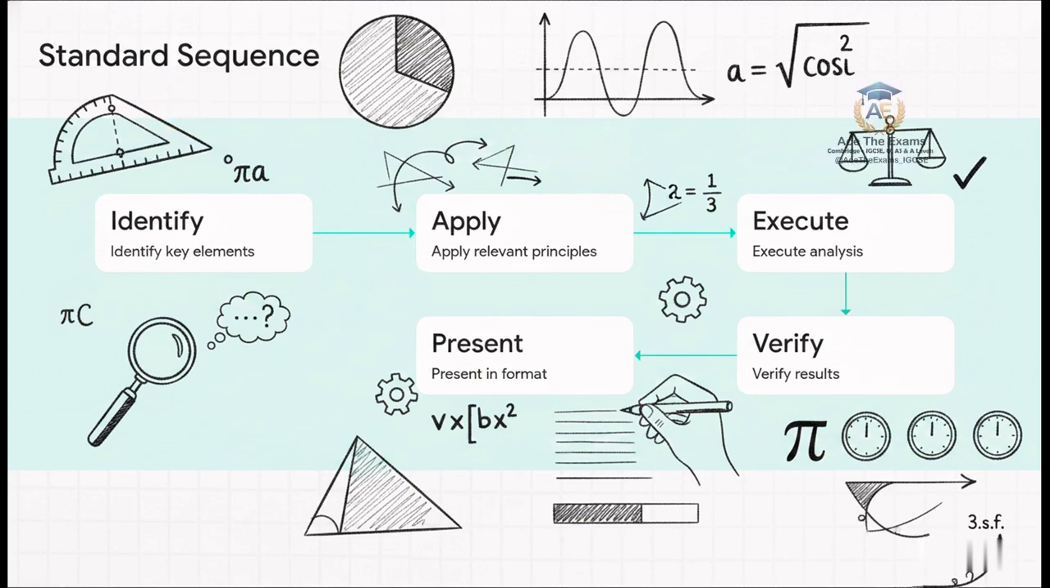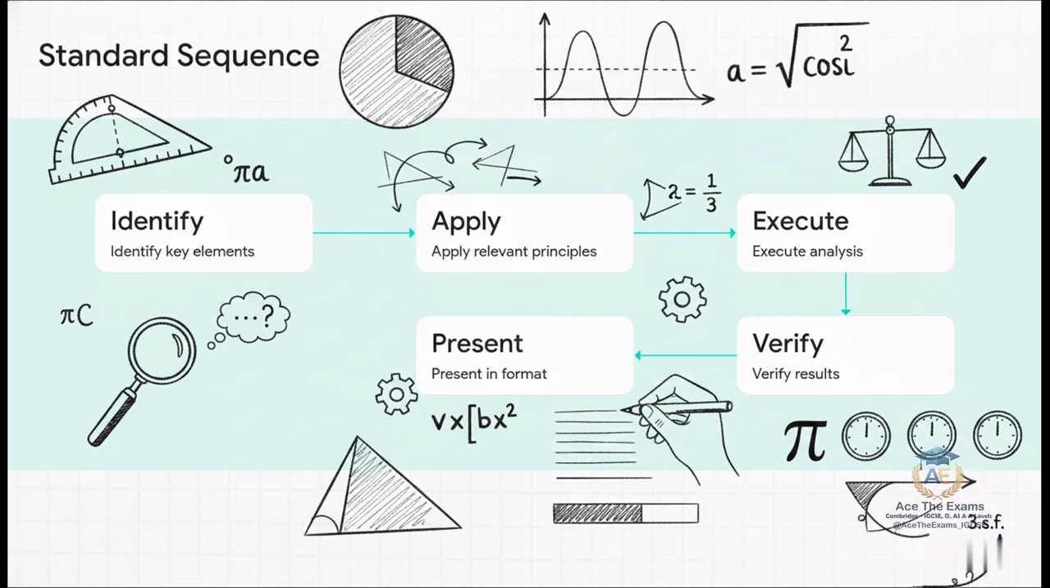Step 3. Execute analysis. This means writing out your working cleanly, linearly, straight down the page. Step 4. Verify results. Take a breath and look at your answer. Does that sector area actually make logical sense compared to the whole circle, or is it way too big? Step 5. Present in format. Did the question ask for exactly 3 significant figures?